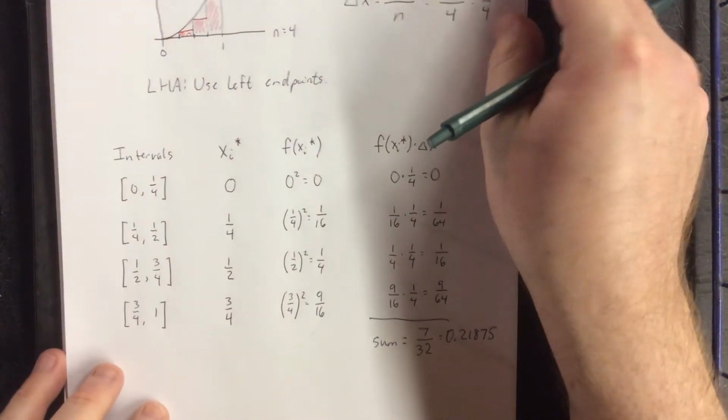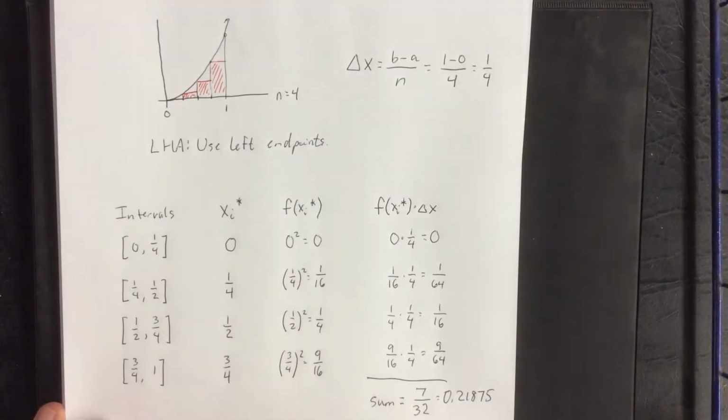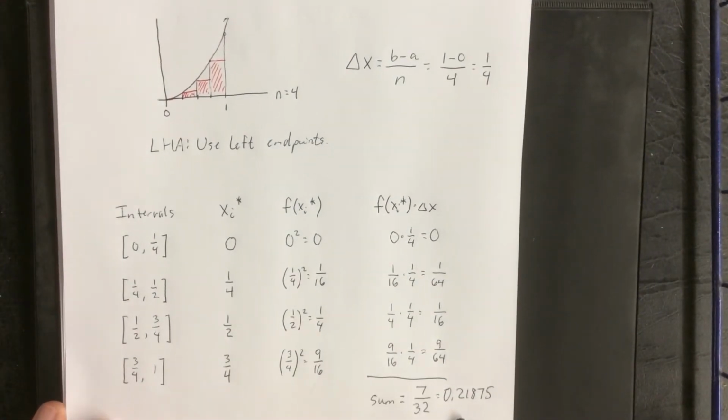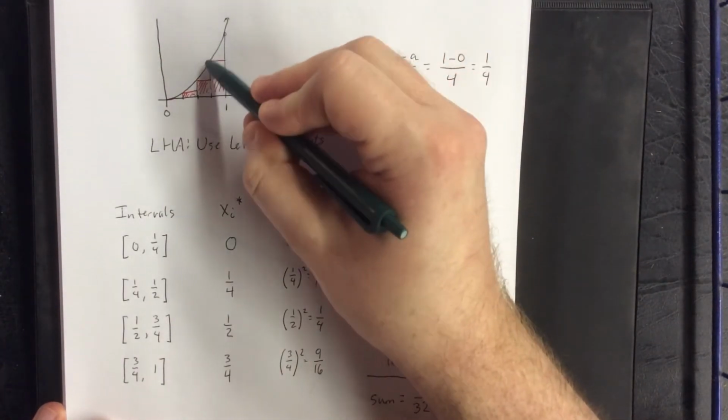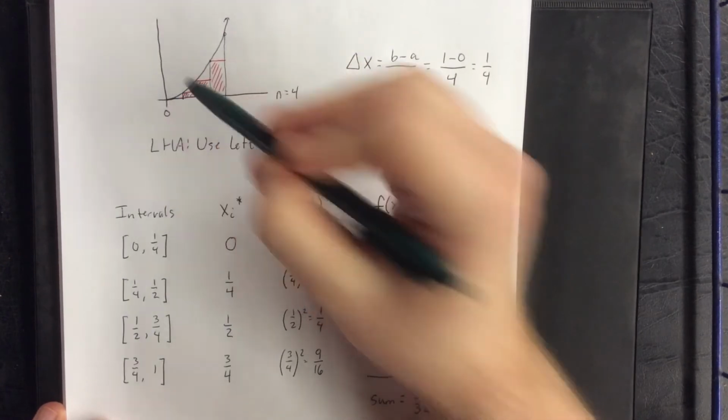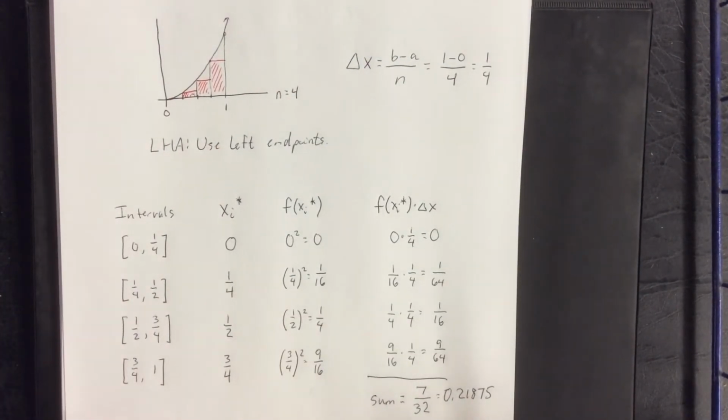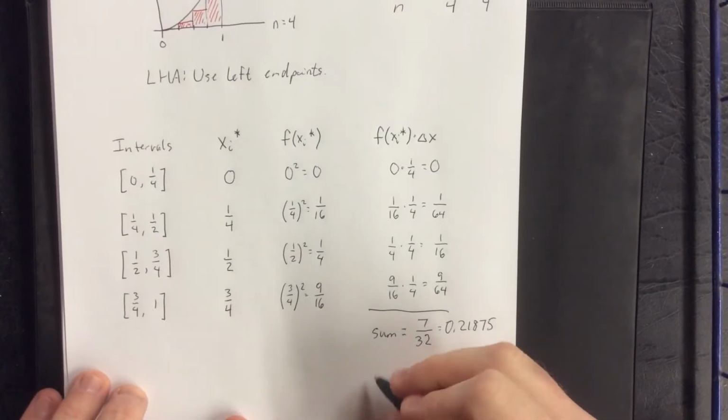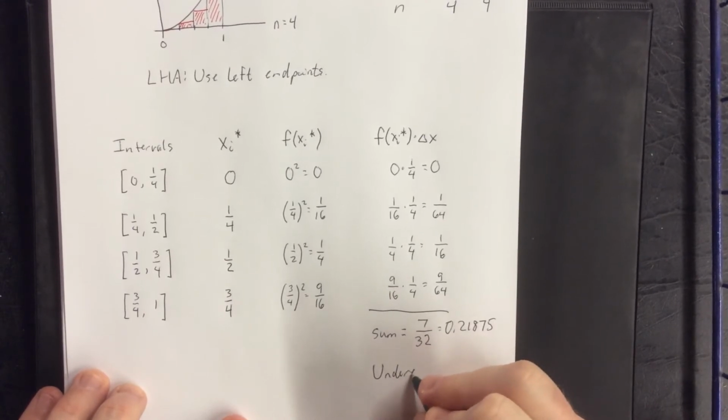I can tell you right away, based off of the picture that we created, that this number underestimates the total area in there. I can tell that it underestimates because we have a whole bunch of blank spots where there is no area. So this is an underestimate.